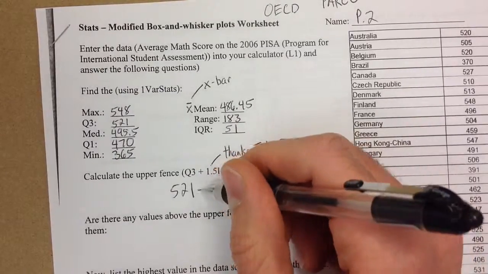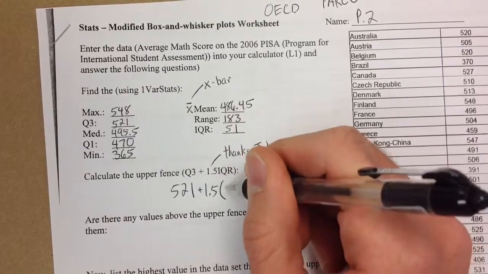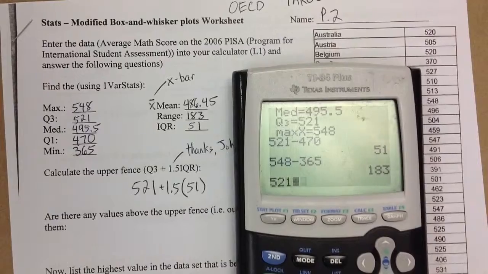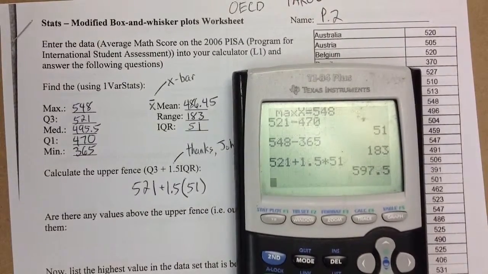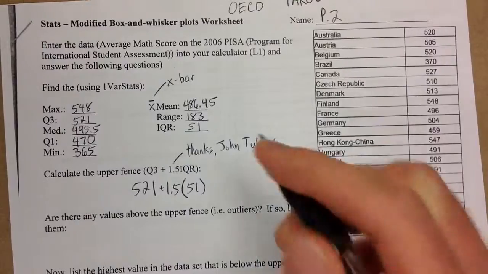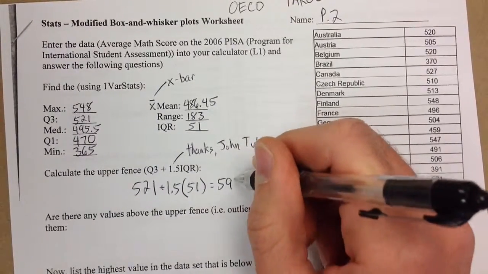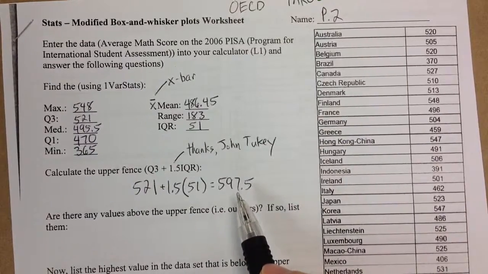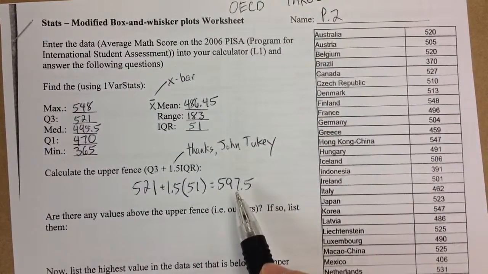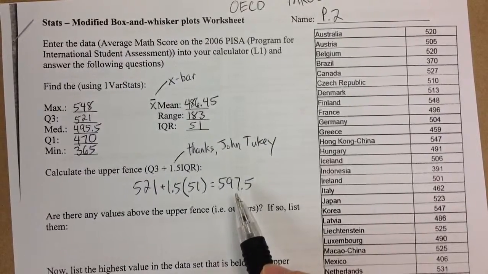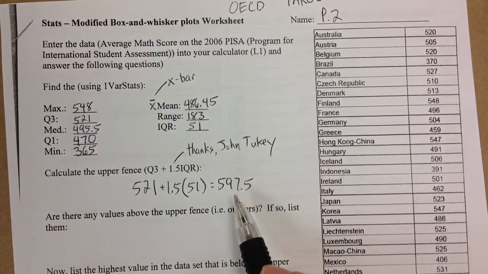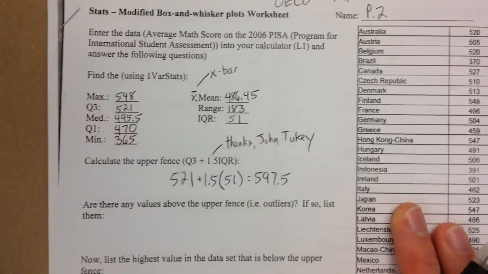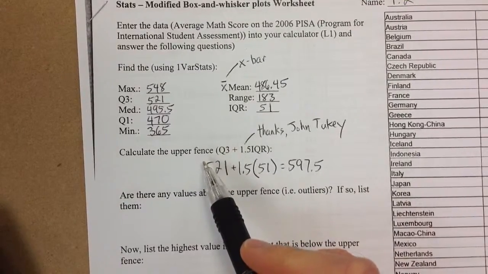So 1.5 times 51 is 597.5. So what this means is that any datum that is above 597.5 will be considered an outlier. This is also called the upper fence. So anything that's above it is an outlier.